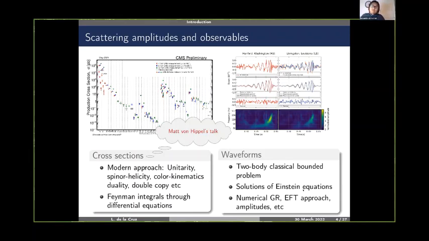In general, we cannot do that. So one has to rely on different techniques, such as numerical general relativity, some effective field theory approaches, and more recently, amplitudes. So what we see is that amplitudes, at least from what I've learned in recent decades, are at the core of even these two different observables.